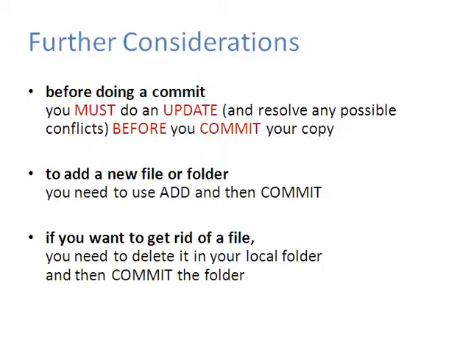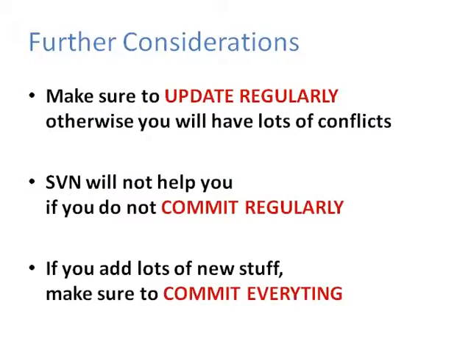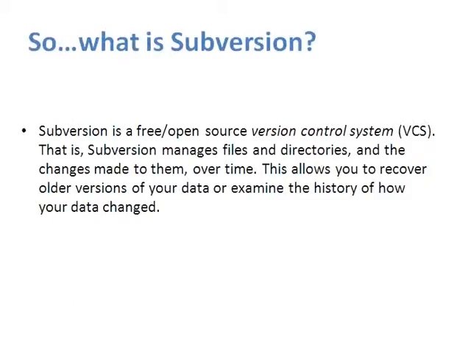So, a few important tips. Before doing a commit, you must do an update and resolve any possible conflicts before you commit your copy. To add a new file or folder, you need to use add and then commit. If you want to get rid of a file, you need to delete it in your local folder and then commit the folder. Make sure to update regularly, otherwise you will have lots of conflicts. SVN will not help you if you do not commit regularly. If you add lots of new stuff, make sure to commit everything.